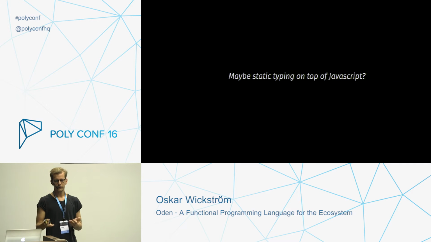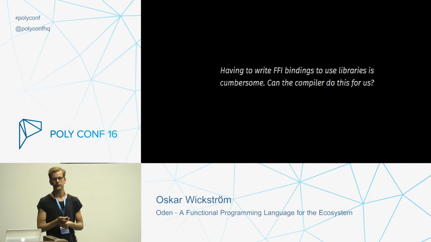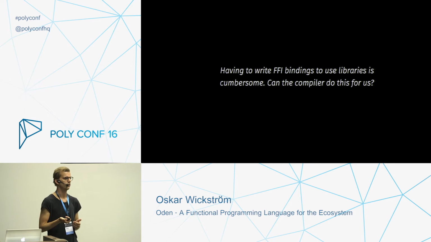And as far as I know, all these require some kind of manual FFI bindings to be able to interoperate with libraries and frameworks written in JavaScript. And having to write those FFI bindings to use libraries, that's cumbersome and kind of stalls the early adoption of a language. So perhaps the compiler could do this for us. If we compile to a language that already has a static type system, we could query that type system, and we could have the compiler generate necessary conversions and so on.